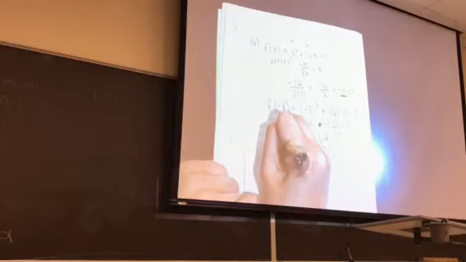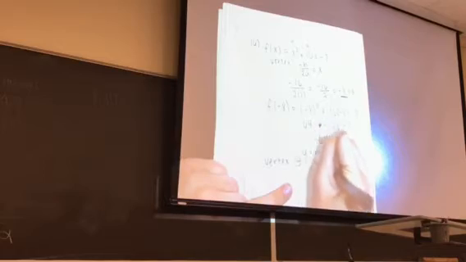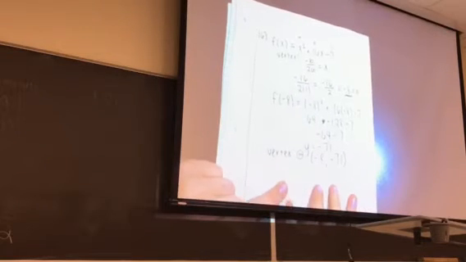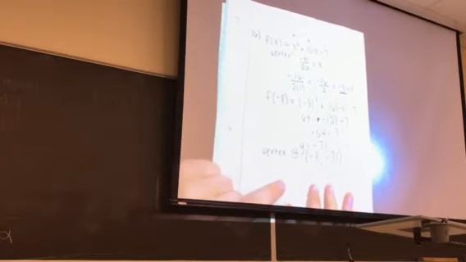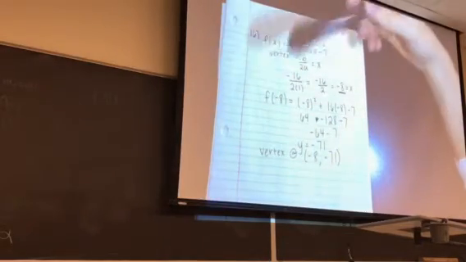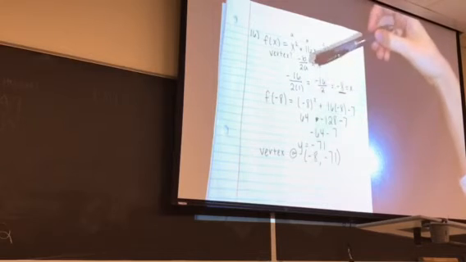And so then our point, or our vertex, is going to be at negative 8, negative 71. Okay. Any questions?